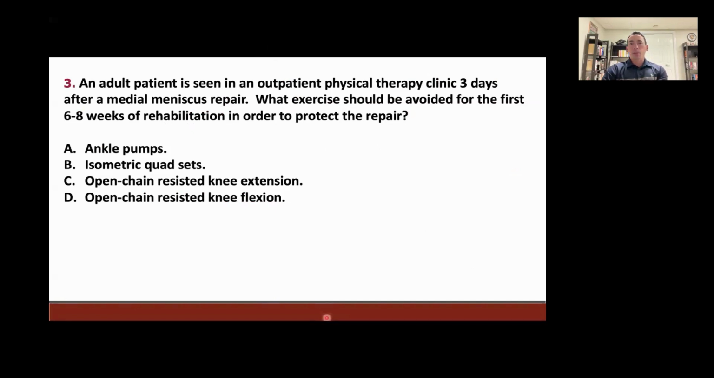If you're having trouble with this one, think a little bit about the knee anatomy. So it kind of goes back to what's the knee anatomy and what kind of things does the medial meniscus attach to? Take about another 30 seconds or so.